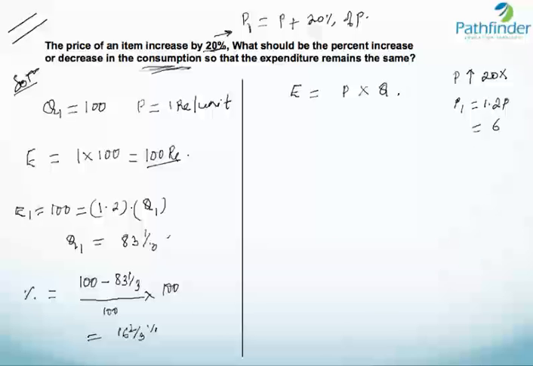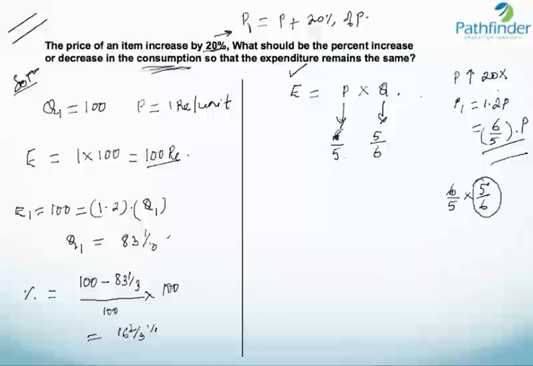And 1.2p can be written in terms of fractions as 6 by 5p. If you simplify 1.2 as 12 by 10 and then reduce it, we will get 6 by 5 into p. So we can see that the price p increases by a factor of 6 upon 5. If the expenditure has to remain same, the quantity must reduce by an amount that is equal to the multiplicative inverse of 6 by 5, that is, quantity must become 5 by 6 times itself.